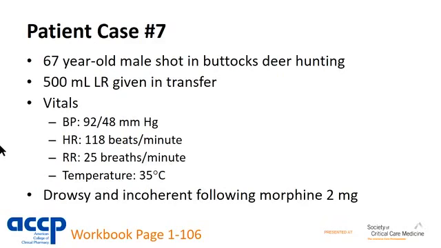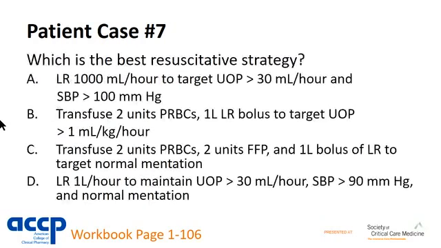So it leads us to patient case 7. We have a 67-year-old male who's out hunting with his friends. He gets shot in the buttocks during wild deer hunting. He receives 500 milliliters of lactated Ringer's in transfer, and you see his vitals listed there. He's drowsy and slightly incoherent following a dose of morphine 2 milligrams. So which is the best resuscitative strategy for this patient? Option A, continue lactated Ringer's with a urine output target. Transfuse blood components. Transfuse blood components and also give additional fluid, or just increase the amount of crystalloid that's being given.